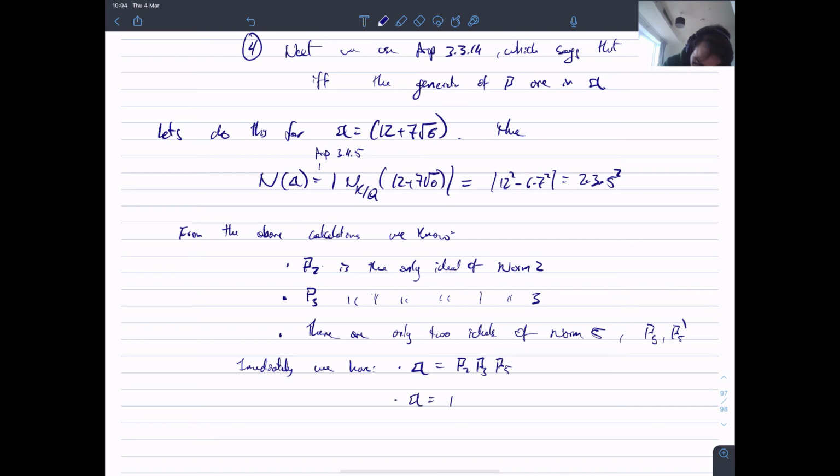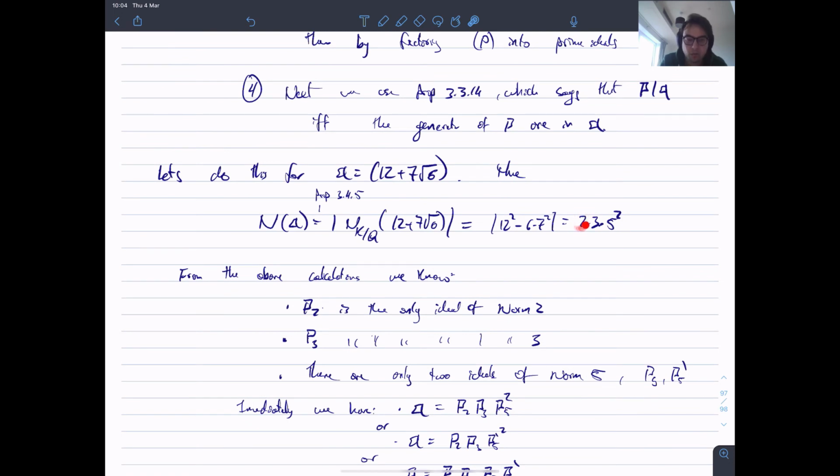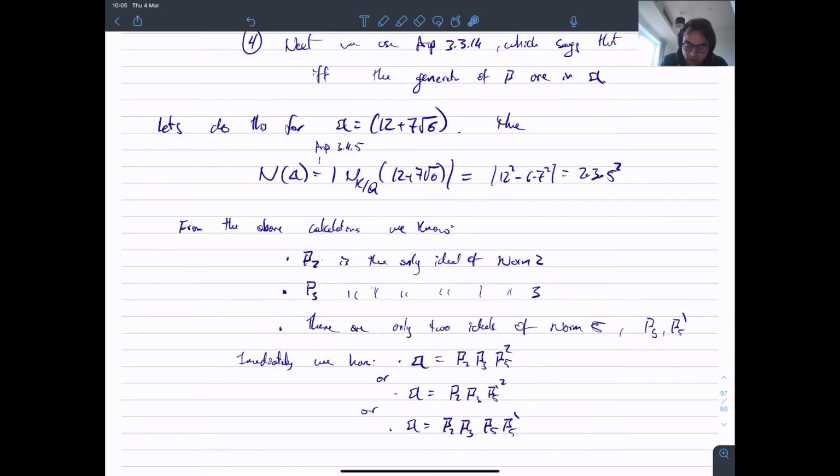Either we have A is P2 times P3 times P5 squared, or P5 primed squared, or we have A is P2, P3, P5, and P5 primed. I know that there's only one ideal of norm 2, so this 2 is only coming from the unique ideal of norm 2. This 3 is coming from the unique ideal of norm 3. And for the 5 squared, there are only 2 ideals that give me norm 5, so I can either have any one of them showing up twice, or one of each. So these are the 3 possibilities of what my factorization is.